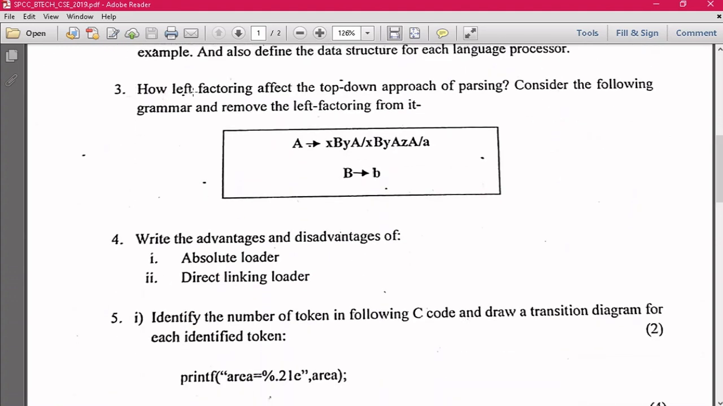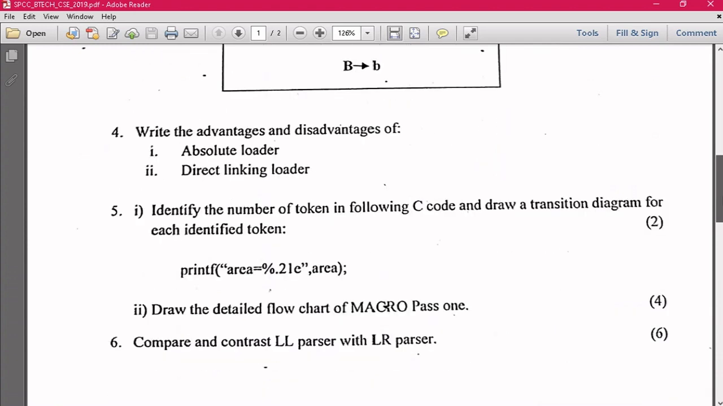Then coming to the third question, it is talking about left factoring. First of all, it asks whether it is required or not, and then you need to remove left factoring from this given CFG. You can see that the right side of this production is starting with small x, and this one is also starting with small x. It means these two productions have left factoring in them and you need to remove it. So again, a very simple question.